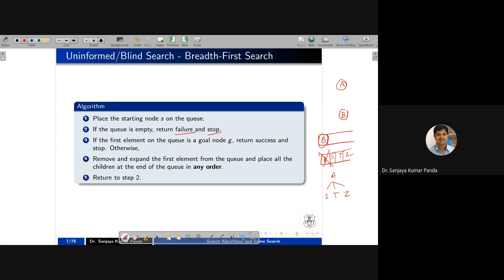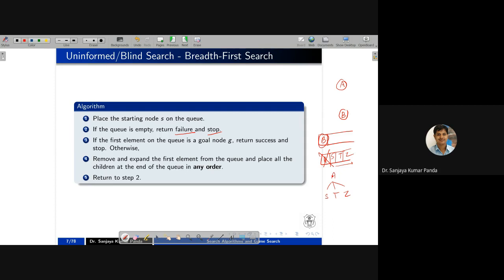Okay. And you can follow any order. I'm not saying you have to follow S, T, Z order. You can follow any order to place these elements in the queue. And this process is repeated until you get your goal node G or the queue is empty.